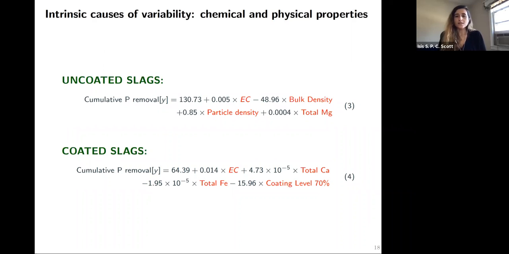In practice, this means that we can use these models to make a preliminary assessment of how a steel slag will perform in a phosphorus removal structure situation based on these characteristics that I'm showing you in here.